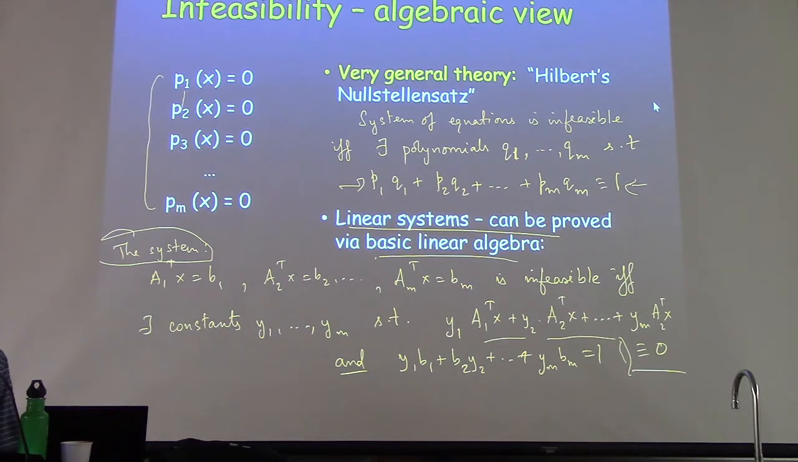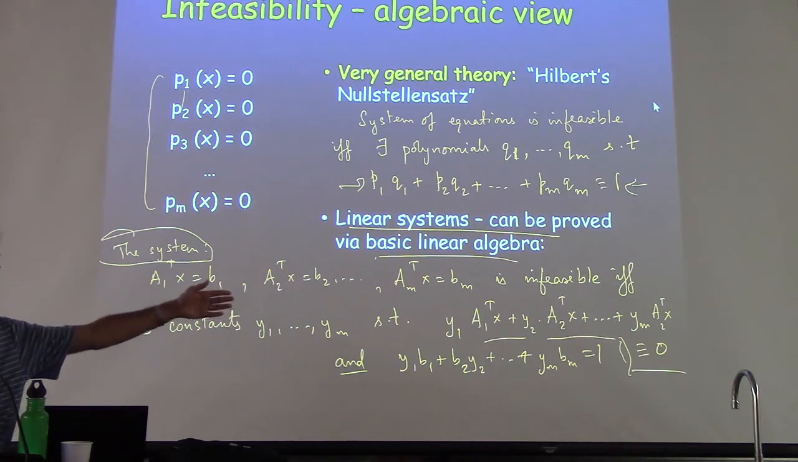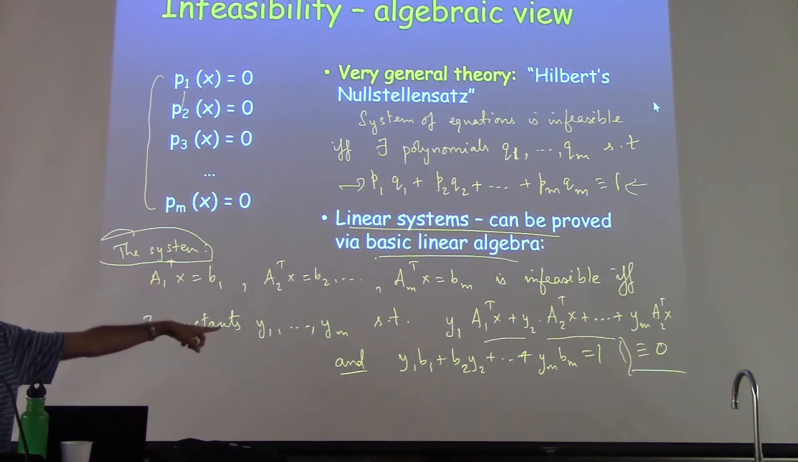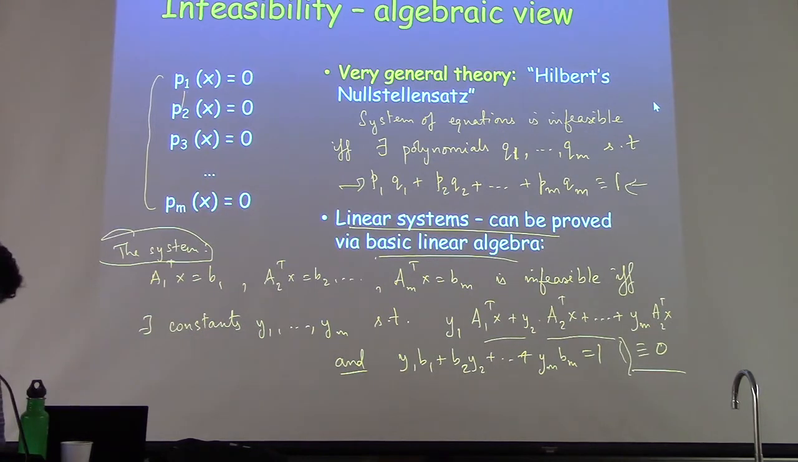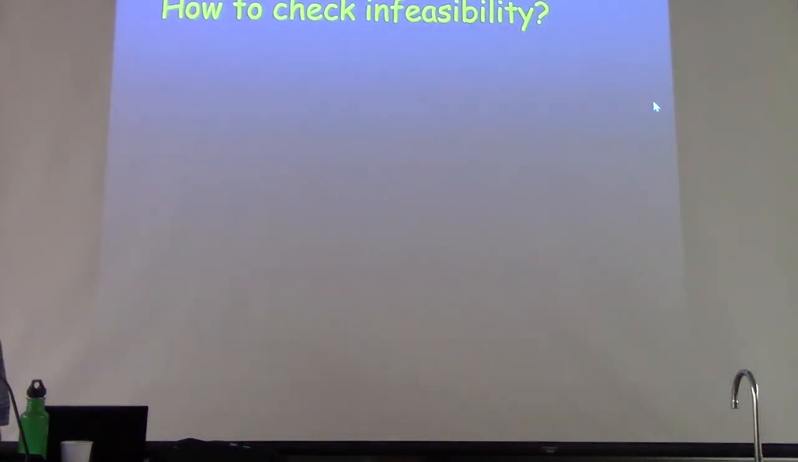Now the question I want to ask is, can I cast the problem of finding infeasibility as some kind of linear system itself? Because this is just a system of linear equations itself. You want to make all the coefficients of the xi zero, and you want to make the right hand side equal 1. So let me write this out so that this becomes clear.